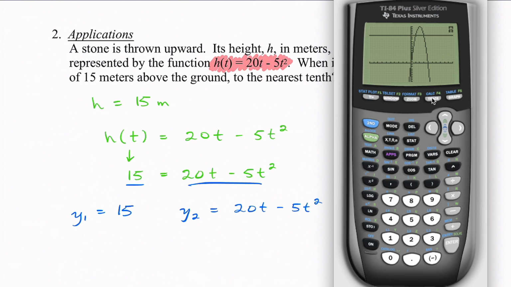So I can go second, trace. I want to find where they intersect, so that's number 5. Then go closer to the point you're trying to find, and then you can click enter, enter, enter, and it'll find the closest one there. So x equals 1. Then finding our other one: second, trace, number 5, move over to the other point, and then enter, enter, enter. And we get 3. So that's our solution for that one.